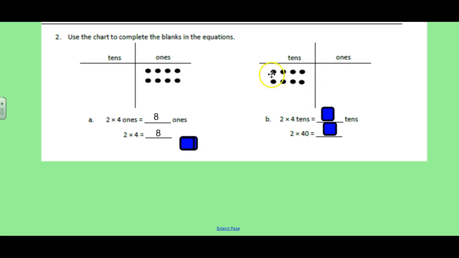Now we have the same amount of rows and how many in certain rows, but now we're in the tens column. So we've got 2 rows of 4 tens, because each one of these represents 10. So how many 10s do we have in all over here? I want you to write that number on your problem set. So we have 8 10s in all. So we're trying to figure out how much is 8 10s, because that will tell us how much 2 times 40 is. And 8 10s is the same thing as 80.